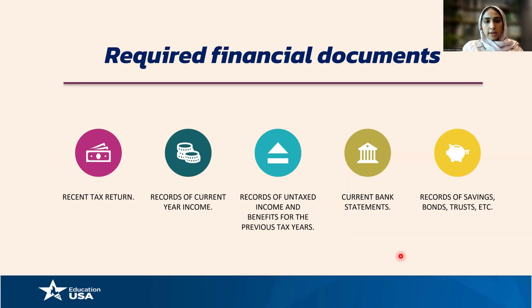And then required financial documents that you will need. So have all of these documents ready and checked by your parents to make sure you have the right one. You will need your parents' tax documents. You will need last year's income tax returns. You will need the W-2 forms and other records of money earned in the last 2 years, records of untaxed income and other benefits from the last 2 years, your current bank statements, current mortgage information, records of savings, stocks, bonds, trusts, and other investments.